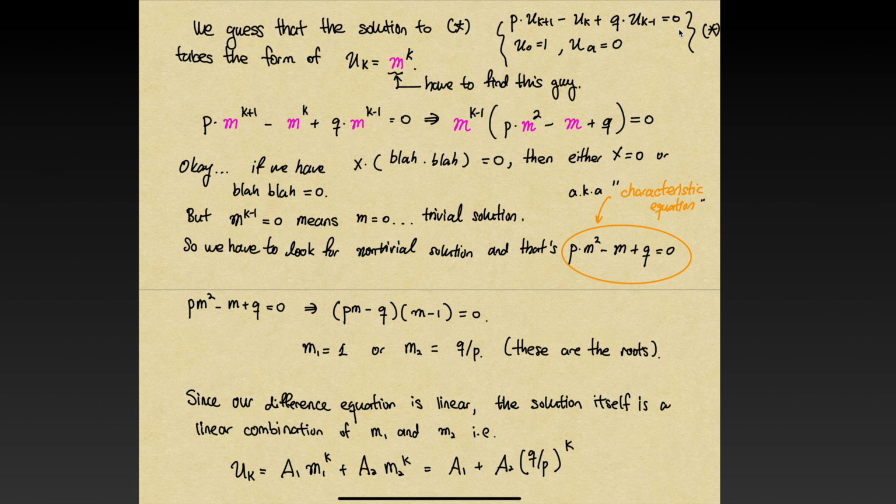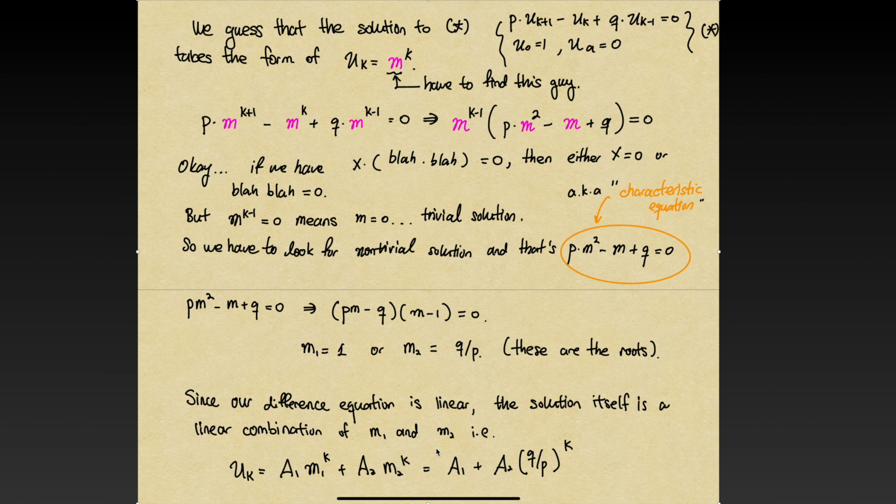So how do I express that? u_k will be equal to a1 times m1 to the power of k plus a2 times m2 to the power of k. So that's that. And then substituting m1 equals 1 and m2 equals q over p, we have a1 plus a2 times q over p raised to the power of k. Oh, and we are not done yet because we have to find a1 and a2.